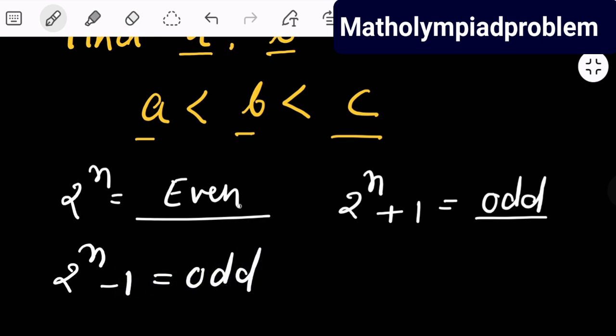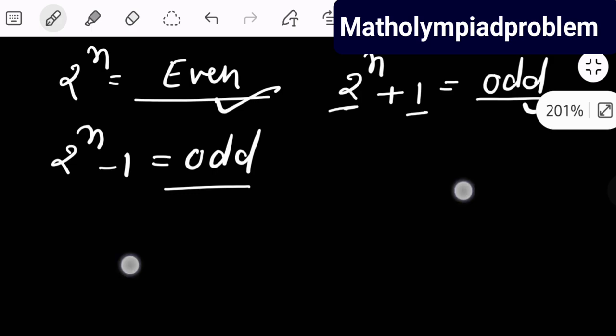So basically we have 3 results. First, 2 raised to n is always even, maybe n equal to 0, 1, 2, 3, 4, whatever. Second condition, if you add 1 to 2 raised to n, you always get an odd number. And same way for 2 raised to n minus 1, you always get an odd number. I hope this thing will be clear.